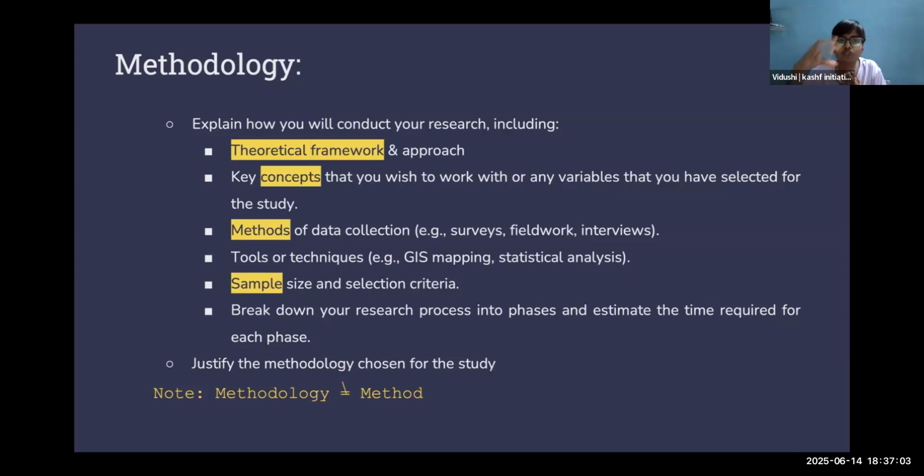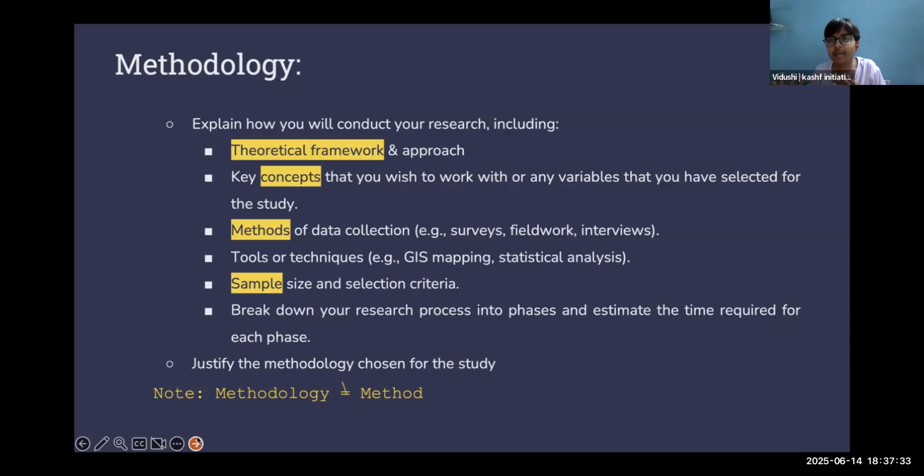So you talk about the sample size, selection criteria, everything. What's important is that you justify the methodology chosen for the study, that is, why you're choosing it. So you take a certain approach to your study, a certain theoretical framework, or you choose to use certain methods. They have to be linked to your research questions: how are these methods going to eventually inform your research questions? That will justify why you have chosen them.